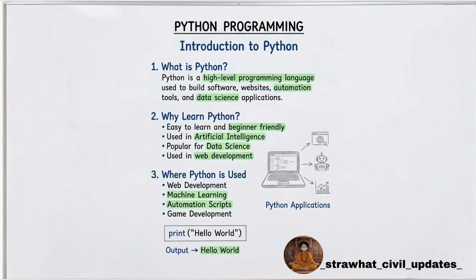Python Programming. Introduction to Python. 1. What is Python? Python is a high-level programming language used to build software, websites, automation tools, and data science applications. 2. Why learn Python? Easy to learn and beginner-friendly. Used in artificial intelligence. Popular for data science. Used in web development. 3. Where Python is used. Web development, machine learning, automation scripts, game development. Print Hello World. Output: Hello World.